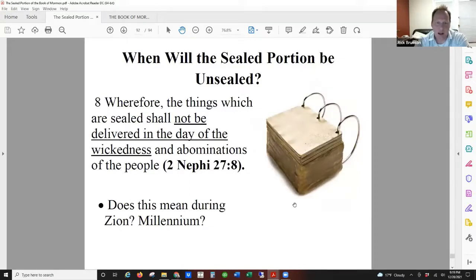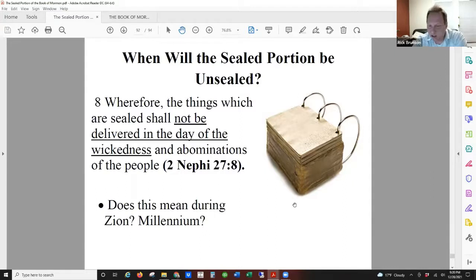So in closing here, a couple more questions. When will the sealed portion be unsealed? We don't know. All we know is from 2 Nephi 27:8, which says, "Wherefore the things which are sealed" (and this is Nephi talking about the record of the sealed portion) "shall not be delivered in the day of wickedness and abomination of the people." So that's the only clue we have as to when we will get to read it. It's not going to be during the day of wickedness.